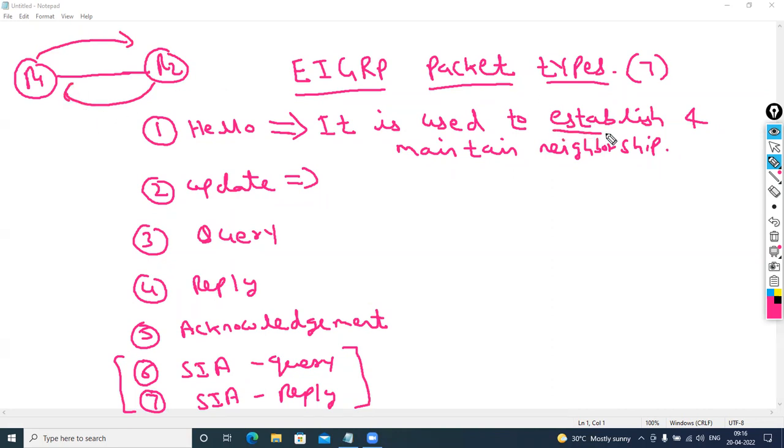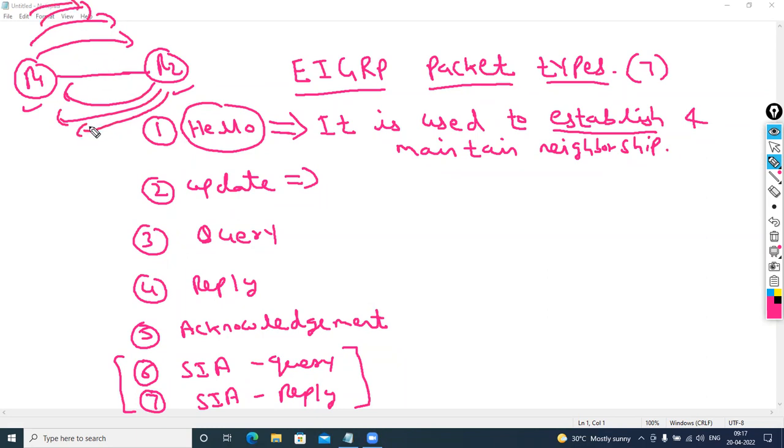Now it has established the neighbor adjacency. Now how will we know R1 is alive and R2 is alive? You don't have any mechanism, right? So this is the mechanism. Every 5 seconds, it will send a hello packet just to say they are alive.